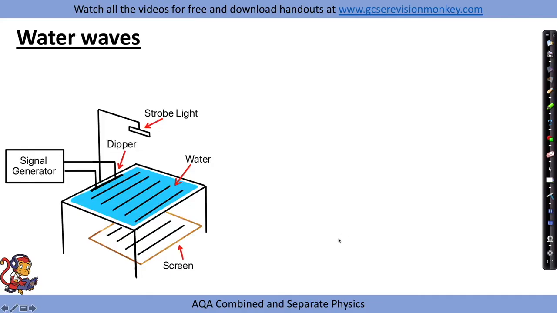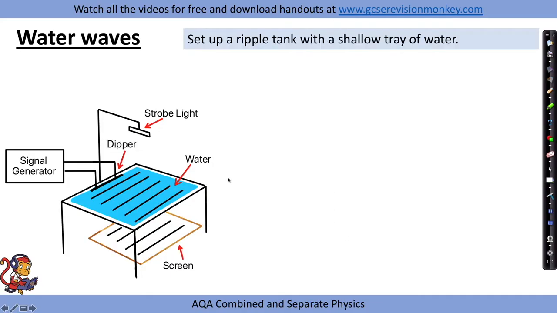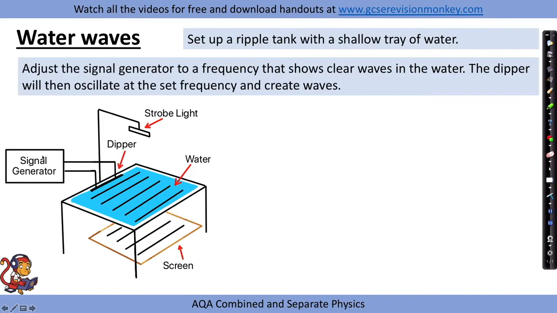Another way in which you can calculate wave speed is using a ripple tank. So you'd set up a ripple tank with a shallow tray of water. Adjust the signal generator to a frequency that shows clear waves in the water. The dipper, which is just here, will then oscillate at the set frequency and create waves. So the dipper will move up and down vertically in the water, creating waves in the water.